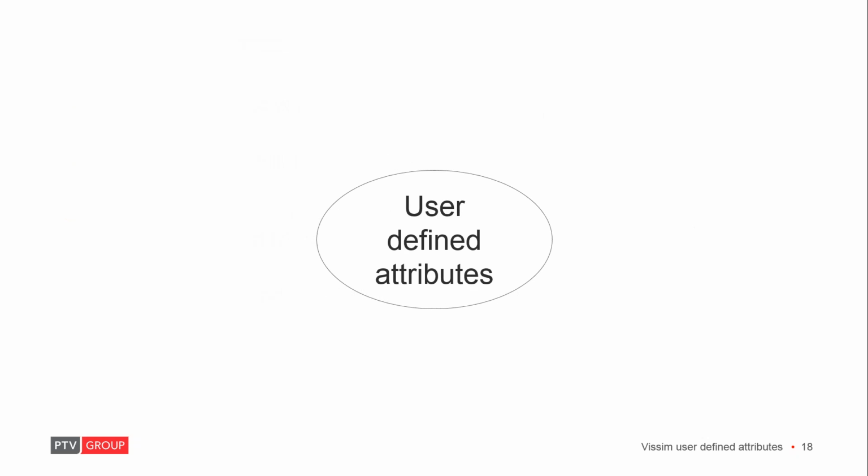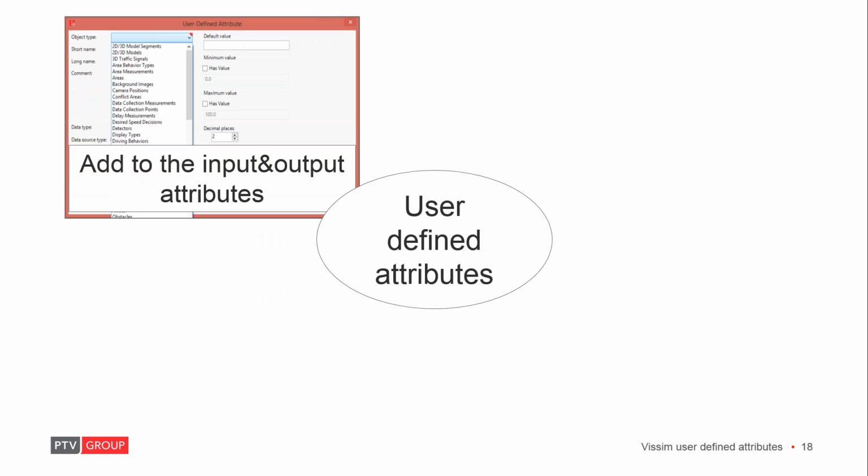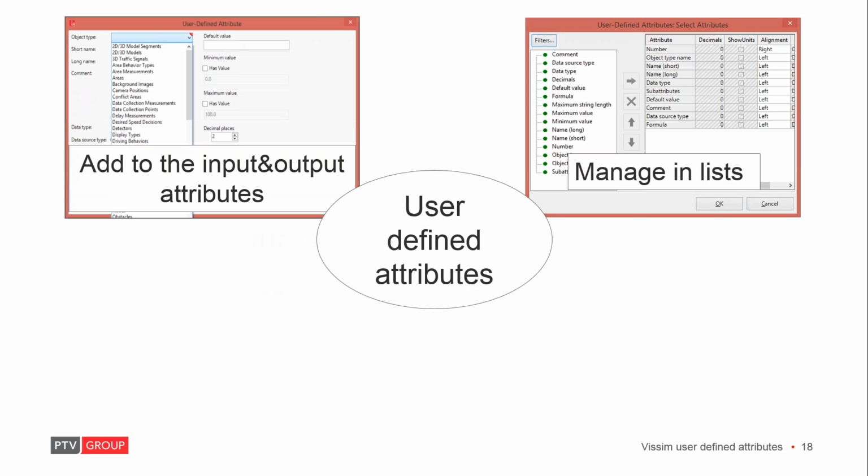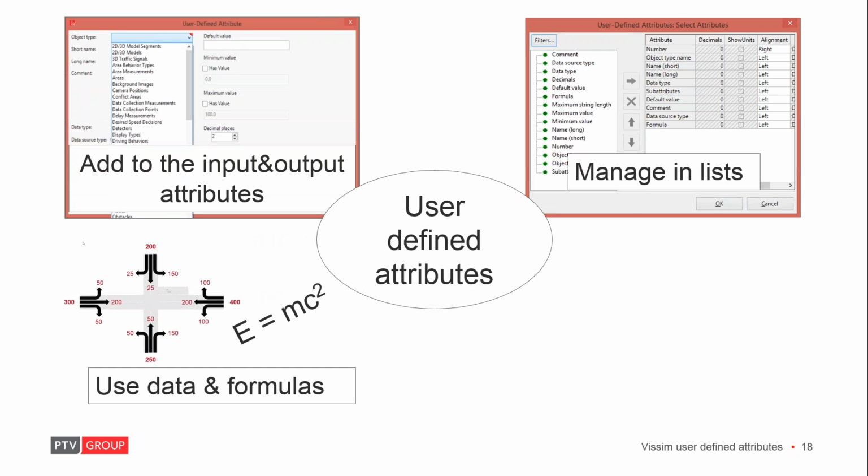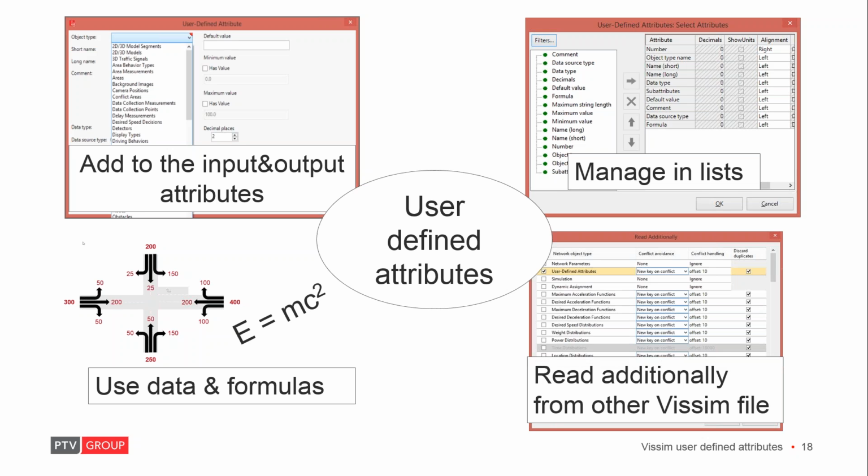What you can do with user-defined attributes: for network objects, you may define further attributes in addition to the input and output attributes. User-defined attributes may be edited and managed in lists in the same way as predefined attributes. The data source type of a user-defined attribute may be based on data or formulas. You may read in user-defined attributes additively from another Vissim network.